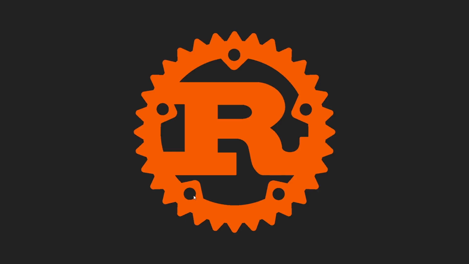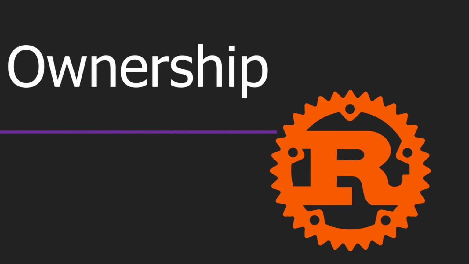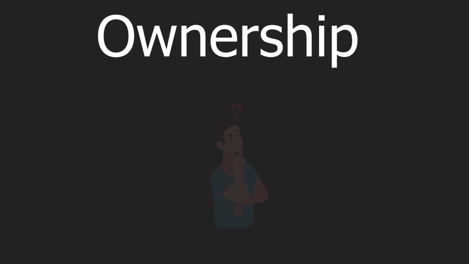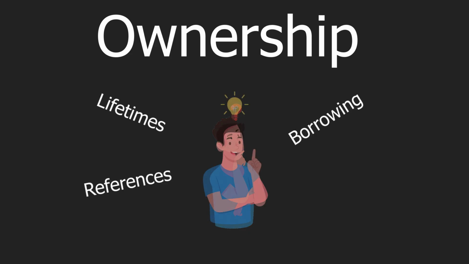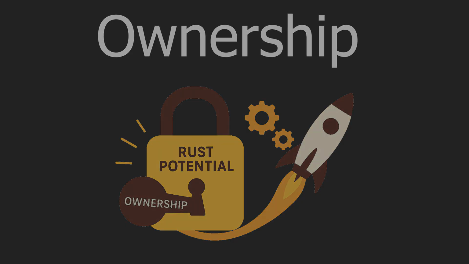Hello everyone. Have you ever wondered why Rust doesn't need a garbage collector like Java or C Sharp, yet it still guarantees memory safety? Or how it manages to avoid entire classes of bugs that even seasoned C++ developers wrestle with? The secret lies in a unique concept called ownership. Once you understand this, everything else in Rust, borrowing, lifetimes, references, will click into place. Mastering ownership is like unlocking the true potential of Rust, giving you the power of systems programming with incredible safety.